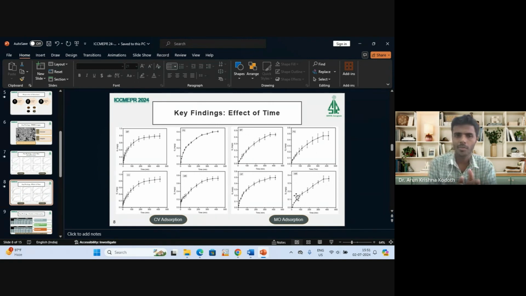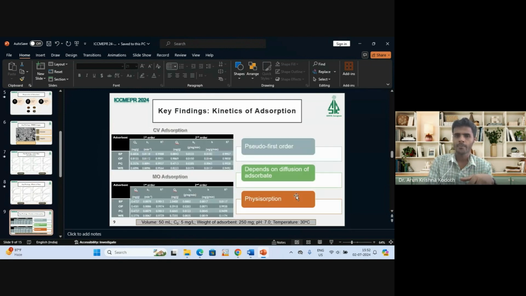But at around 300 to 360 minutes, that means maybe around 6 hours, the adsorption process becomes saturated. Why? Because almost all the active sites available for the adsorption process have been completely saturated by the end of 6 hours. So it's a slow adsorption process, and it has been completely adsorbed afterwards. No further adsorption is observed, so it is in the equilibrium state.